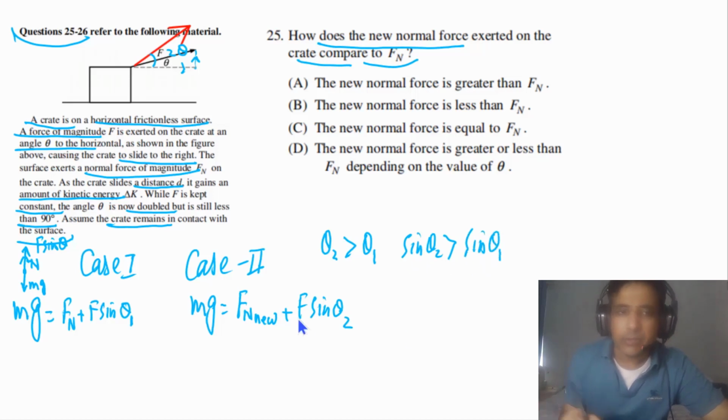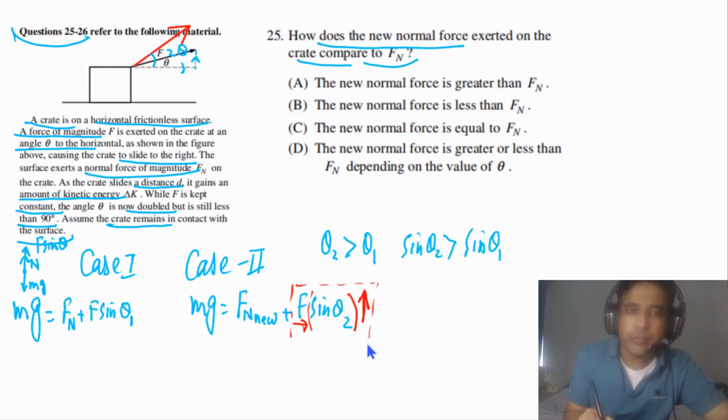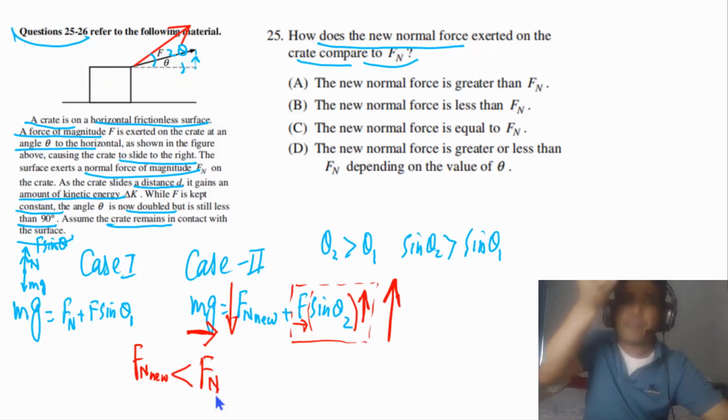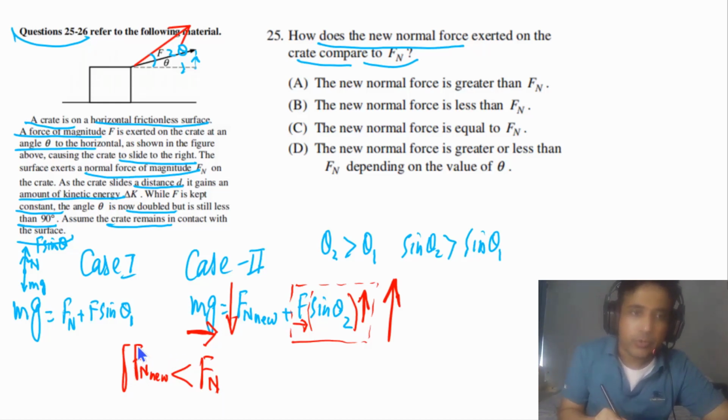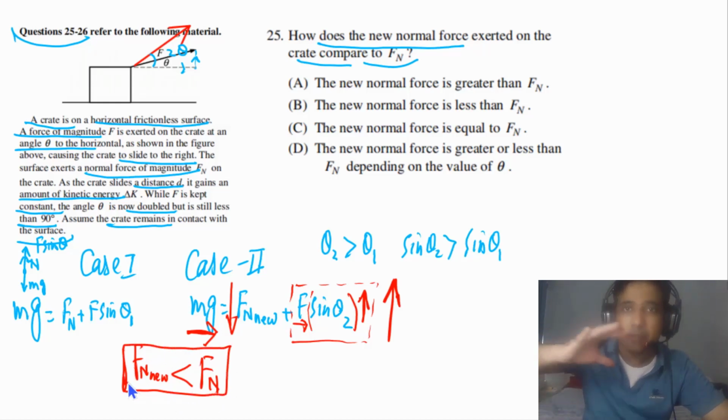If sine of theta 2 is greater, this quantity increases and F remains constant, so overall this quantity will increase. So this one has to decrease because mg is the same. So Fn new has to be lower than Fn, because there is more upward force on the crate. So the crate is pushing not as hard as before.